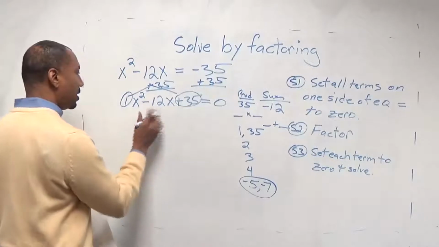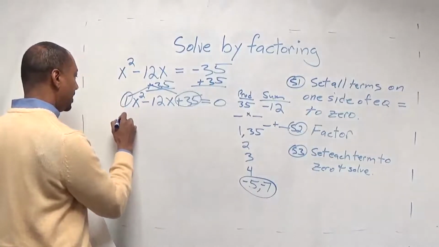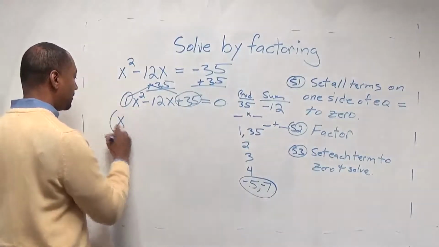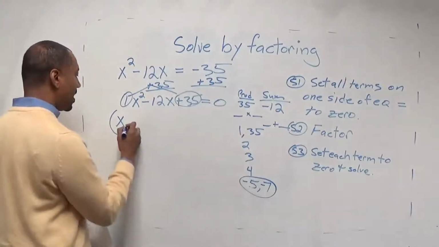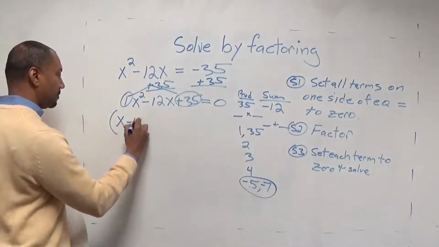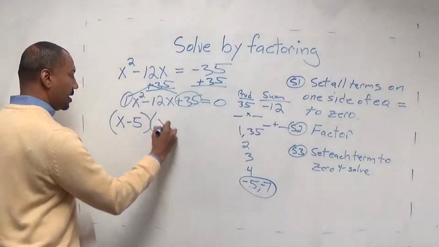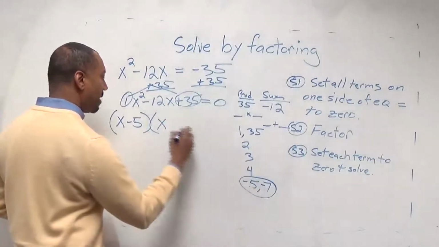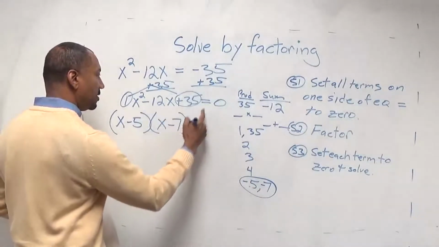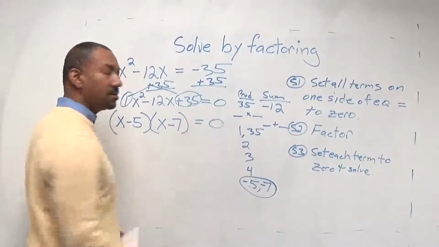Let's go put that in here. So I've got x minus 5, and I also have x minus 7. This is all still equal to 0.